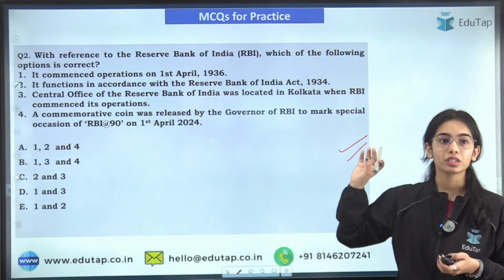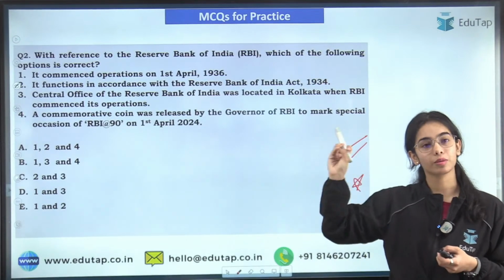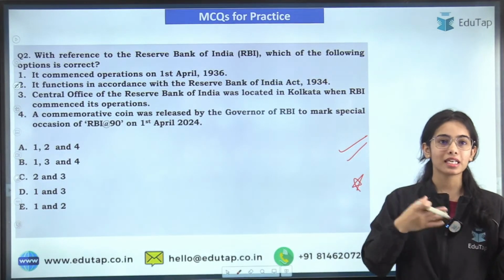Okay, so the coin has been released by the Prime Minister of the country in celebration of the 90th year. So remember that.